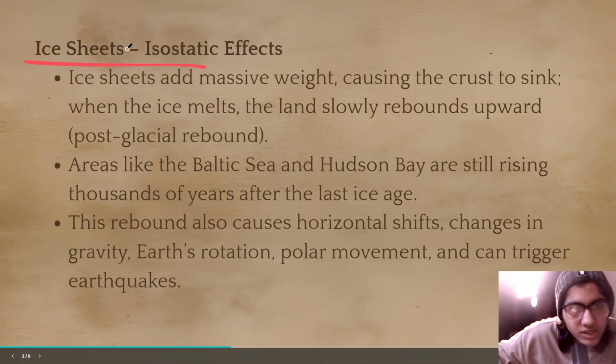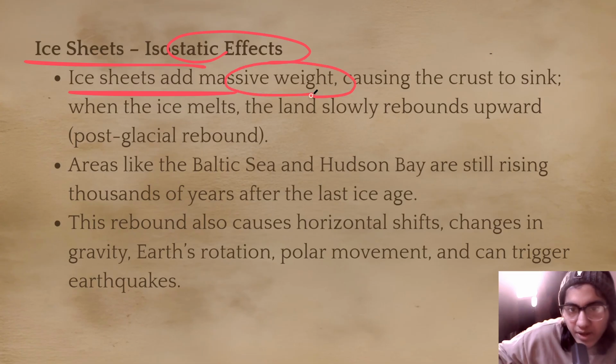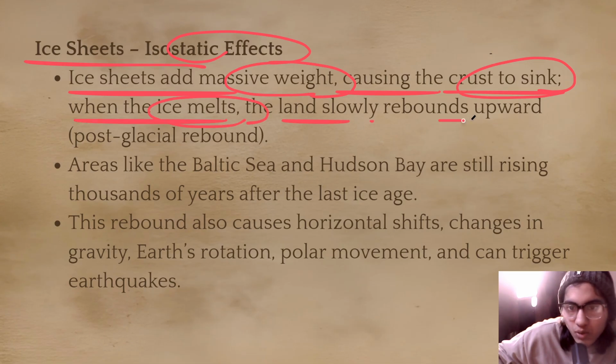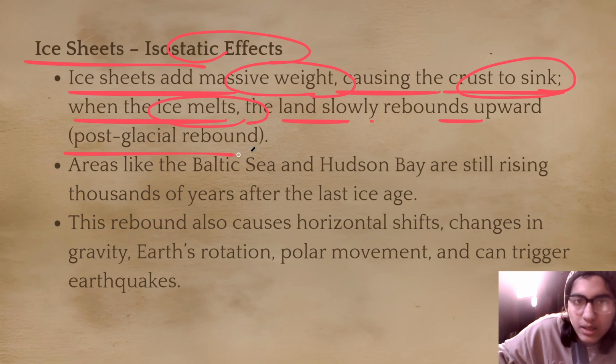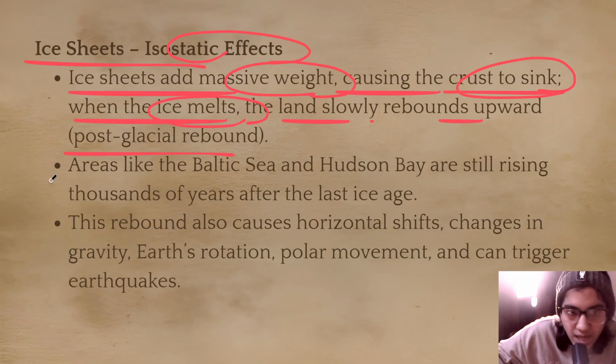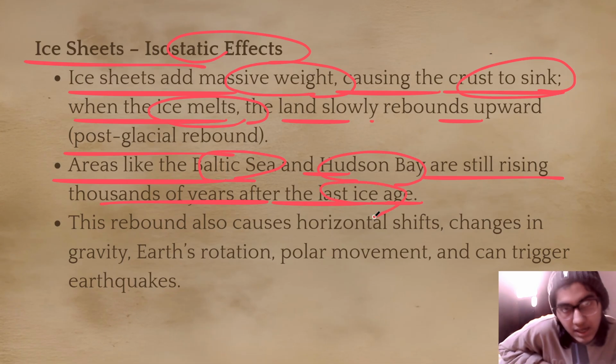Ice sheets and isostatic effects. Ice sheets add massive weight, causing the crust to sink. When the ice melts, the land slowly rebounds upward. This is called post-glacial rebound. It is the same as what happens with the ice sheets, nothing different. Areas like the Baltic Sea and Hudson Bay are still rising thousands of years after the last ice age.